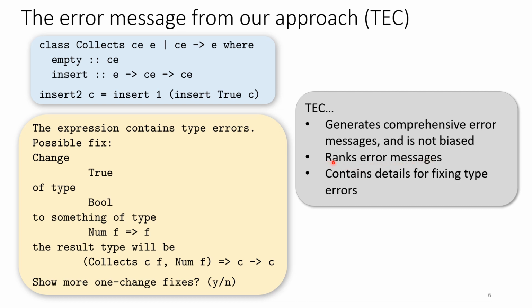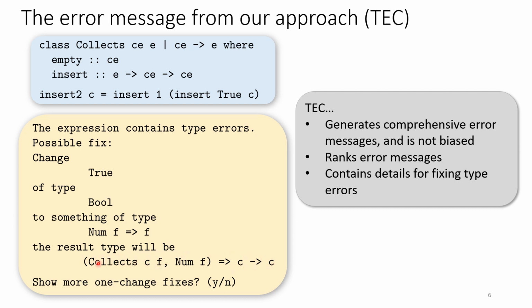Also, as we may generate a lot of error fix messages, we have to rank them so that we present the most likely ones to the user first. We can also see that our message contains a lot of details to fix the type error. For example, if true had to be changed, then we say true had to be changed to this type to remove the type error. And if that is the case, then insert2 will have this type.